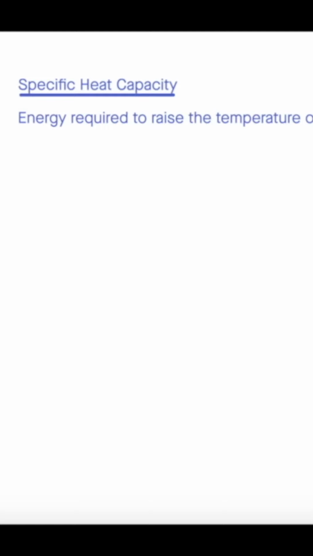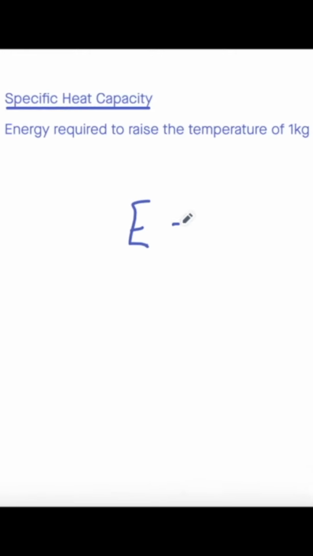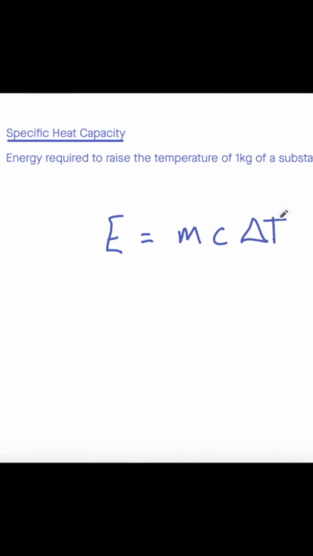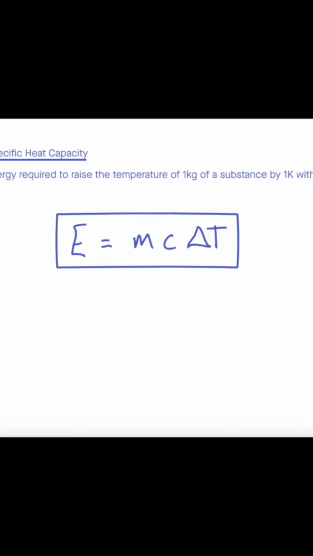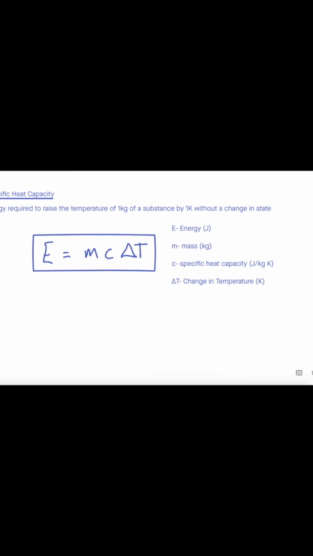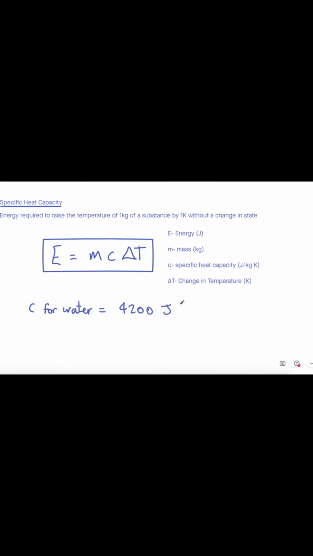Specific heat capacity is defined as the energy required to raise the temperature of 1 kilogram of a substance by 1 Kelvin without changing its state. The equation for this is E equals mc delta T, where E is energy, m is mass, c is specific heat capacity, and delta T is the change in temperature. One value that needs to be memorized is the specific heat capacity for water, which is 4,200 joules per kilogram per Kelvin.